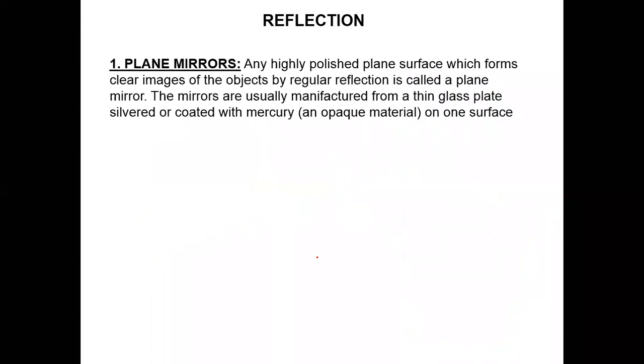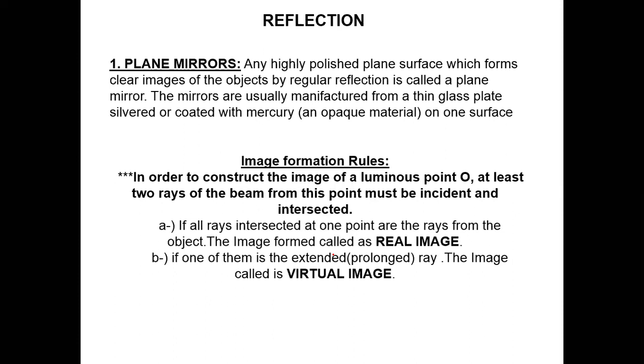So what are some characteristics of plane mirrors? It has a plane surface which is polished. It gives a clear image. The mirror is usually manufactured from a thin glass plate, silver or coated with mercury. That's why you can see your reflection in the mirror, because it has silver or mercury coating on the plate behind the mirror. That's where you're going to see yourself in the mirror.